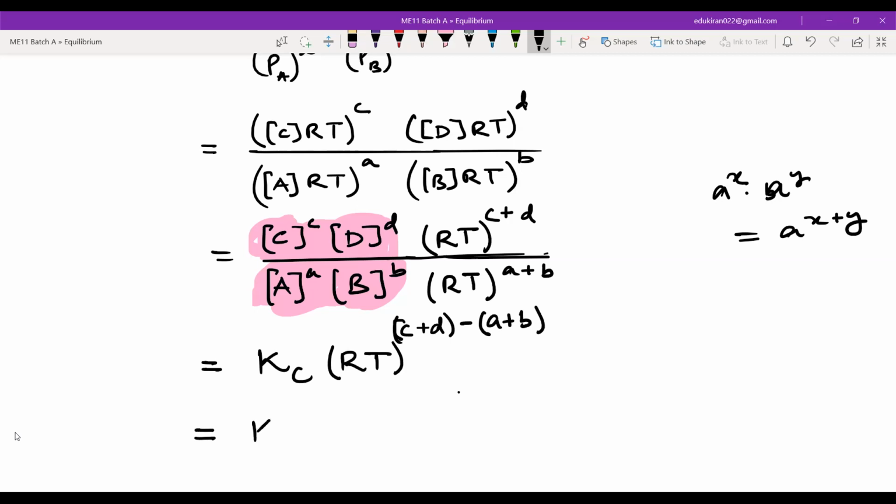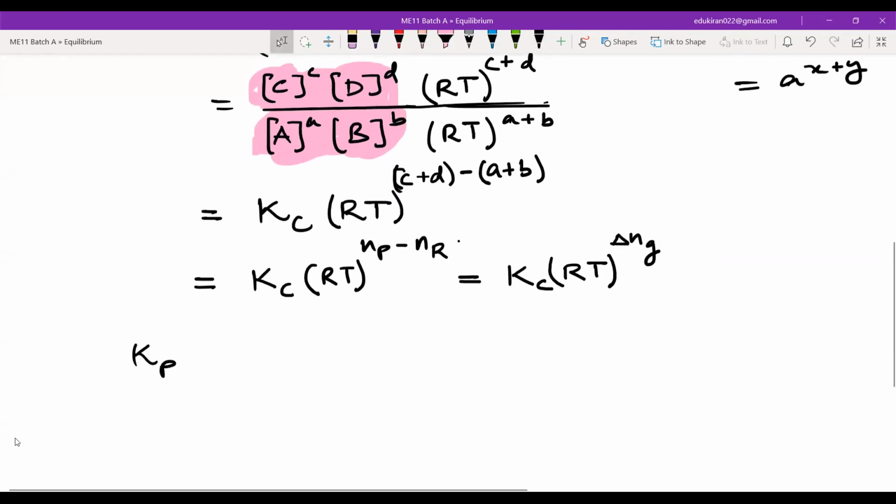I can write the same thing as Kc times RT to the power of the number of moles of gaseous products minus the number of moles of gases of the reactants, and this can be written as Kc times RT to the power of delta n, number of moles of gas, because we are talking about Kp. So we have derived a relationship in which Kp is equal to Kc into RT to the power of delta ng.